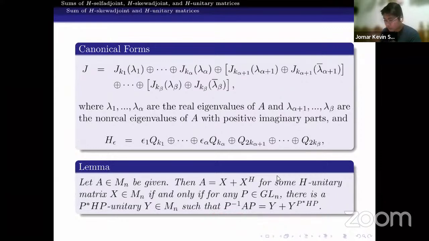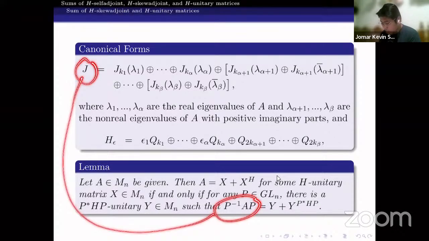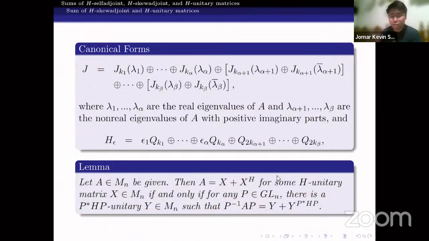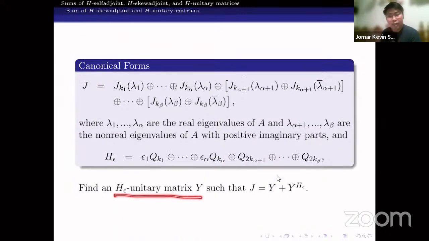Pero sabi natin, there's a theorem on the canonical forms. There exists a non-singular matrix P such that A is similar to J and H is star congruent to H epsilon. So we can take that matrix P para sabihin na si P inverse AP equal siya sa J and P star HP equal na siya sa H epsilon. Okay. So now, our problem is reduced to finding an H epsilon unitary matrix Y such that J equals Y plus Y raised to H epsilon. And this is so much easier now because right now we are dealing with the canonical forms instead of just an arbitrary square matrix A. So na-reduce natin yung problem natin.